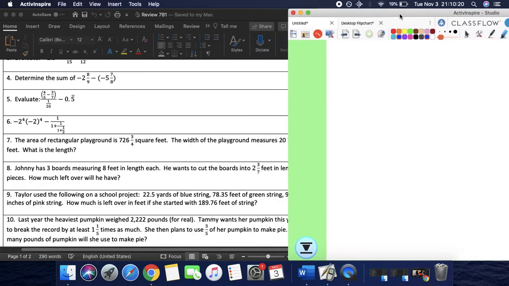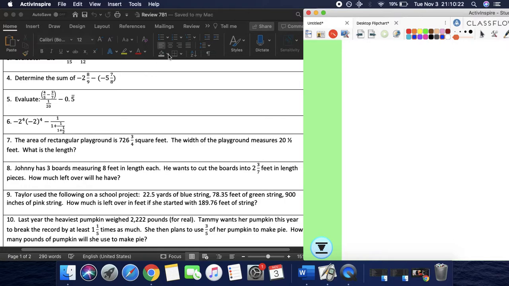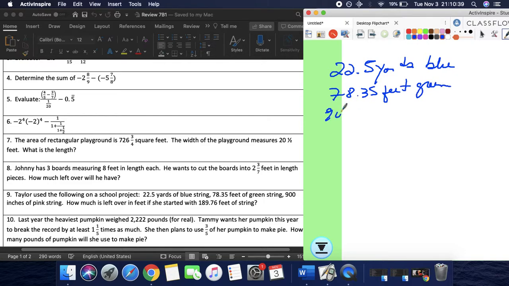Okay, so Taylor used what string? She used 22.5 yards, 78.35 feet of green. So this is blue, green, and 900 inches of pink. How much is left over? She starts with 108. How much is left over?